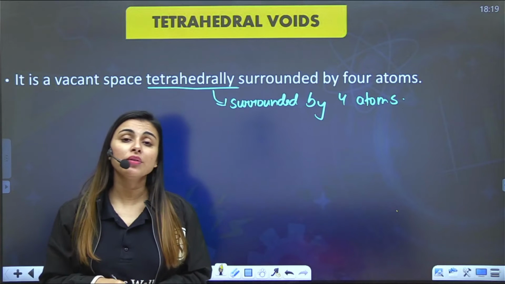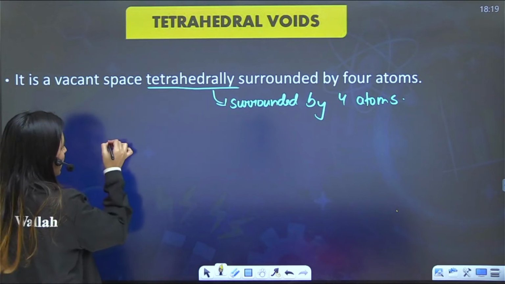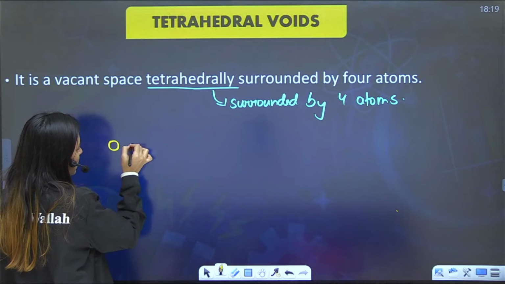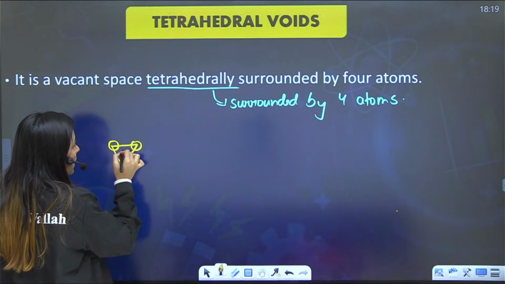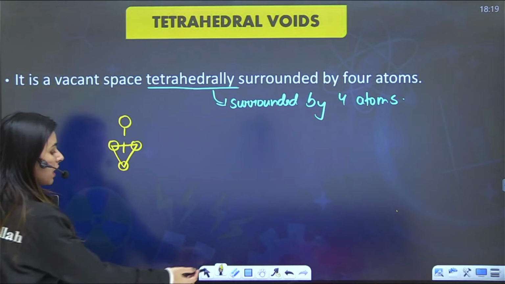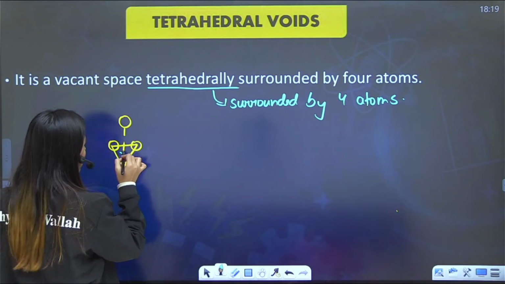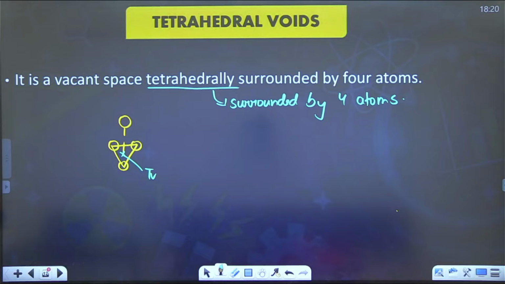Okay. So now if we talk about how a tetrahedral void is formed, let's say you have one atom, another atom, and another atom. So it will form a triangle, and one atom is present here. This is how your tetrahedral void would look like. A tetrahedral void is present something like this.